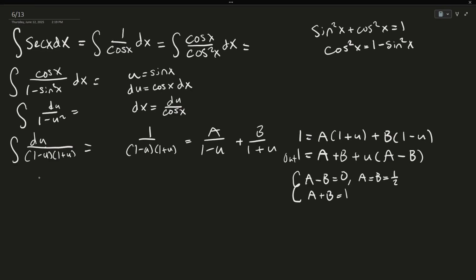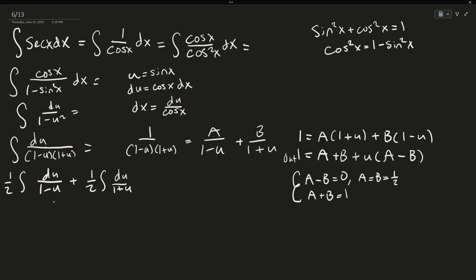Coming back here, we can split this integral up. So I'm going to move our 1/2 in a and b outside the integral, so that will give us 1/2 times the integral of du divided by 1 minus u, plus 1/2 the integral of du divided by 1 plus u. Alright, so now when we look at this, this is a relatively simple integral. This is the form of the natural log.